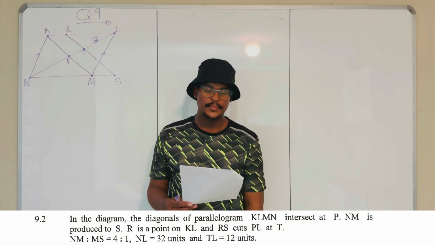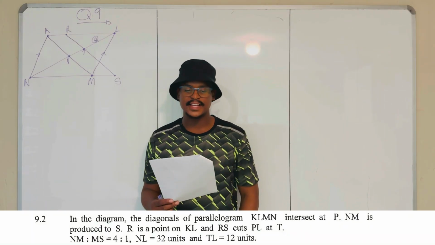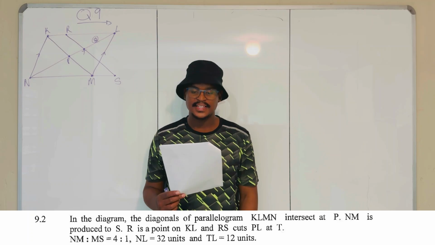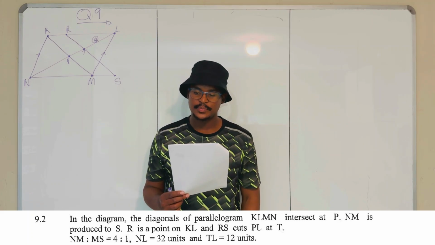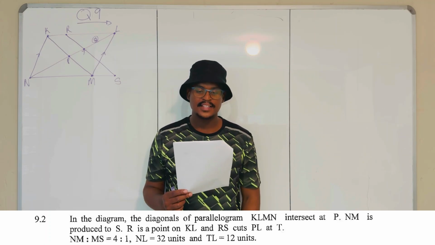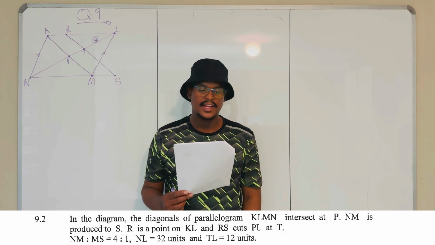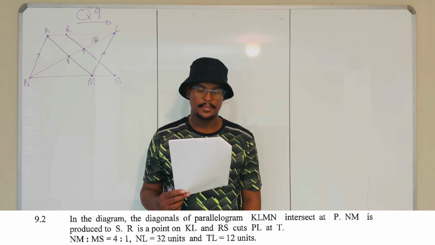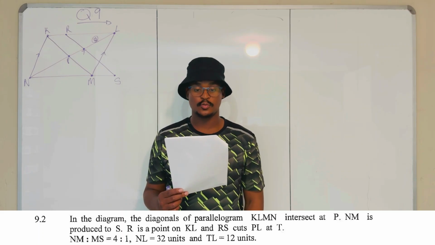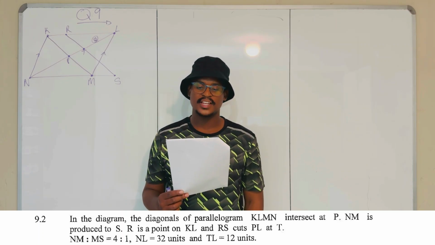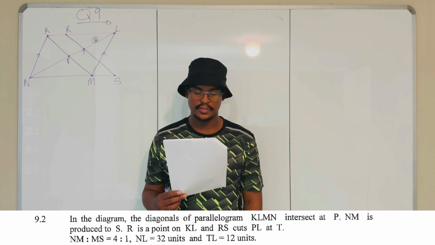Okay, so now we're doing 9.2. In the diagram, the diagonals of a parallelogram KLMN intersect at P. NM is produced to S. R is a point on KL, and RS cuts PL at T. They are saying the ratio of NM to MS is 4:1. NL is equal to 32 units, and TL is equal to 12 units.